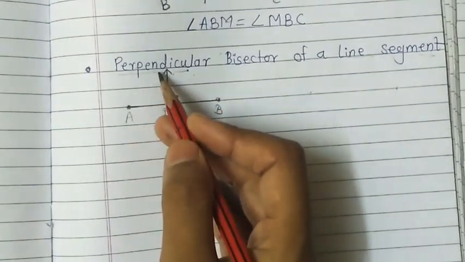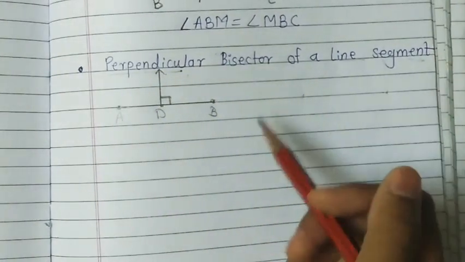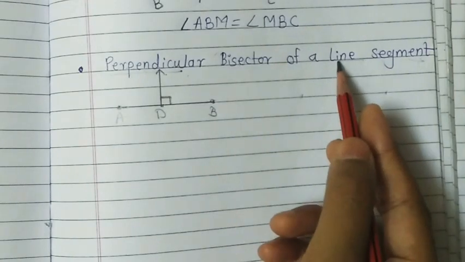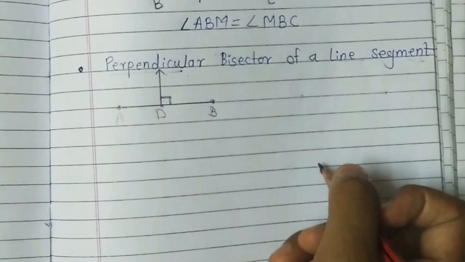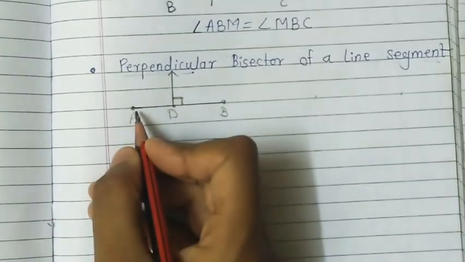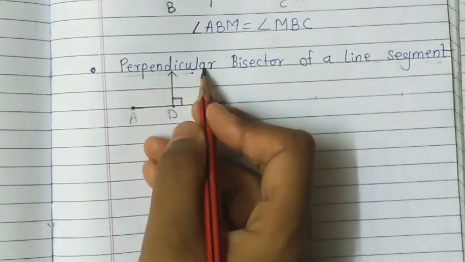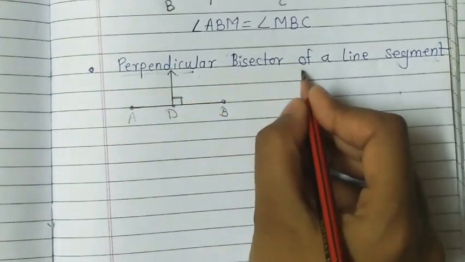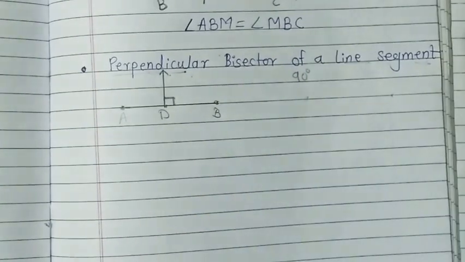Next, we are going to revise perpendicular bisector of a line segment. Now, children, tell me, what is a line segment? Yes, it is a part of a line and which has two endpoints. Okay, now perpendicular meaning what? Which makes an angle of 90 degree. Yes, no?